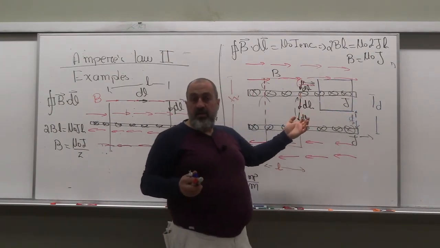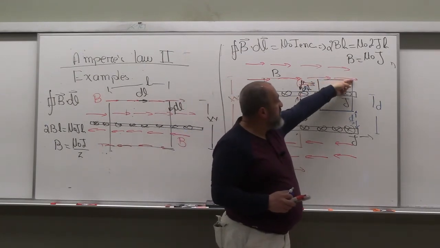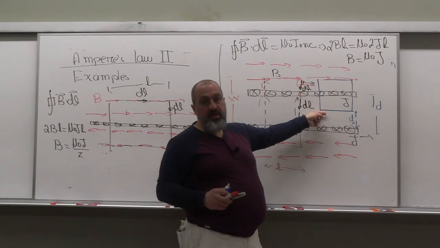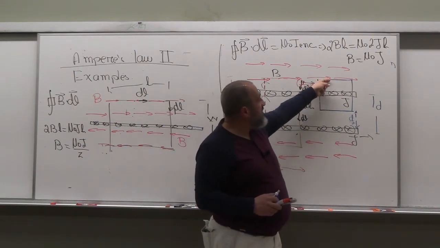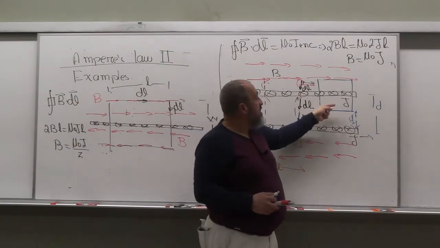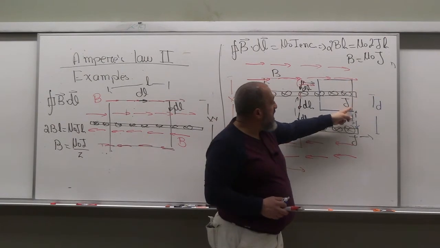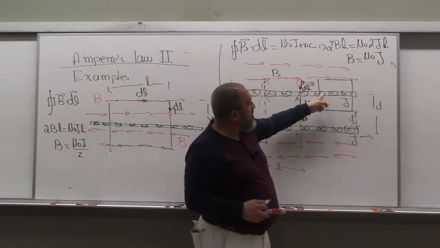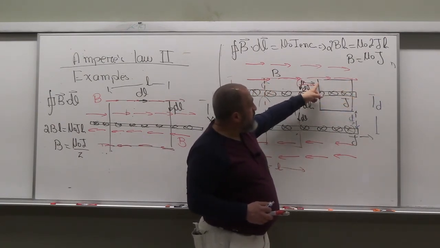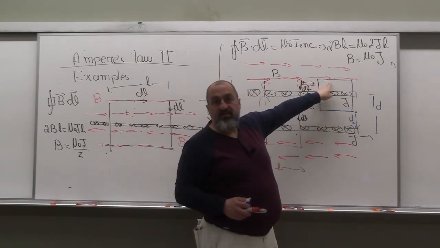So what have we done? We picked an Amperian loop over which the field is uniform up here. The field is uniform 0 down here. And the angle between the field and the loop is 0 up here, and maybe 0 down here, 0 anywhere. And the angle between the field and the loop is 90 here. So these sides will not contribute to the integral of B dot dl. Field is 0 here. All I have left is what? Just B times l.